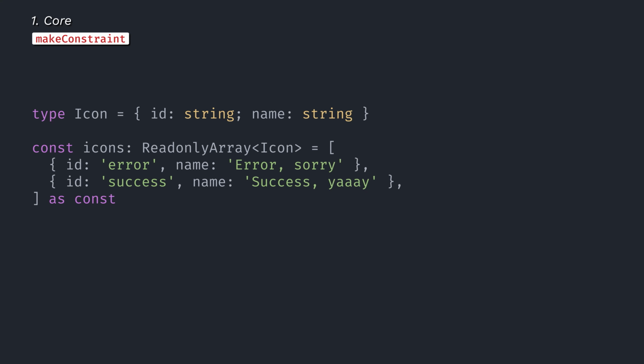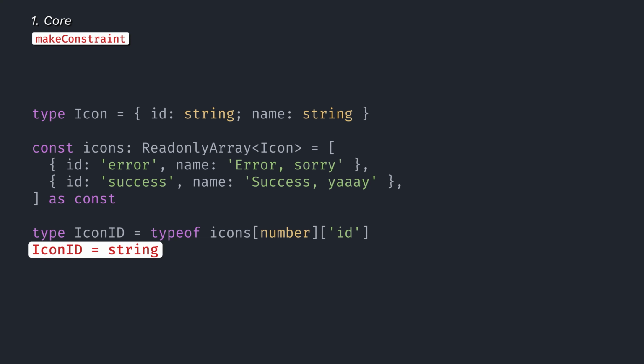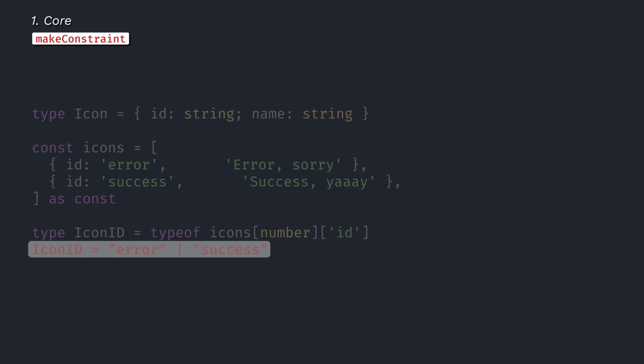One with the ID error and the other with the ID success. Now, if you try to extract the icon ID based on the type of icons, it will be string. But that's too broad. Icon ID should be error or success. If we remove the casting of icons to read-only array of icon, we get what we want, but then we lose the type safety of icons.